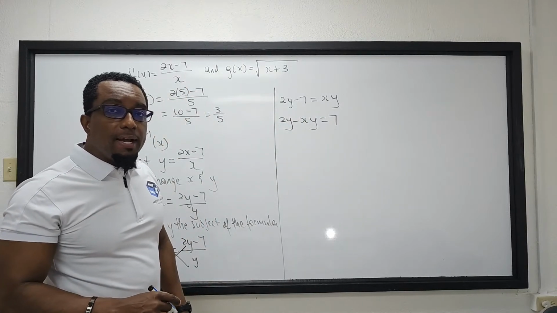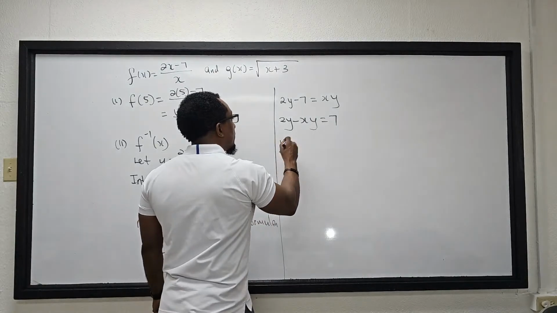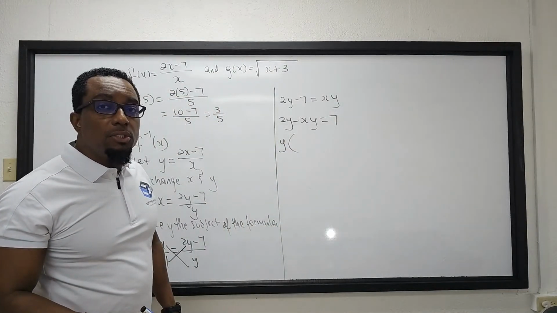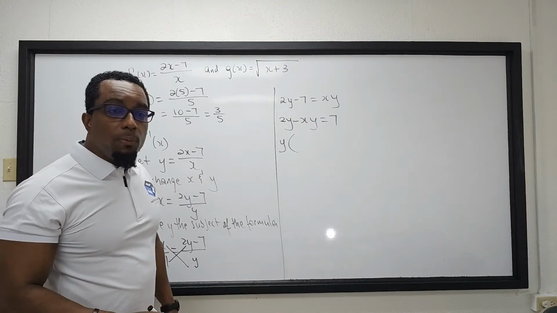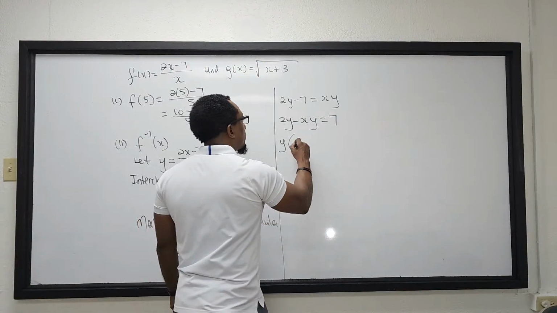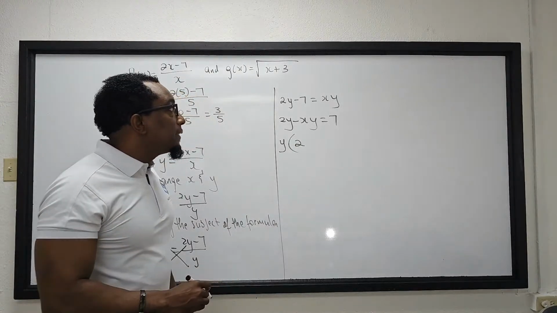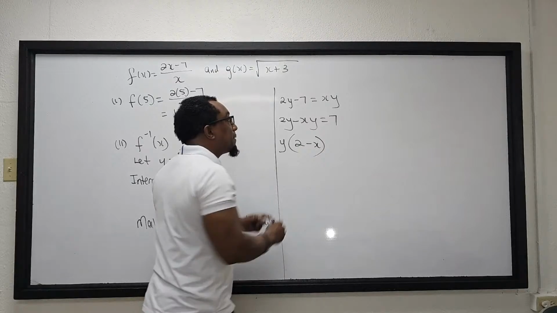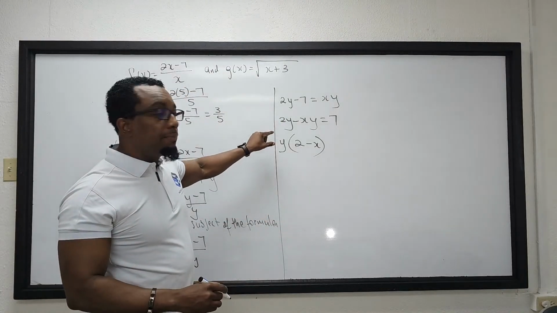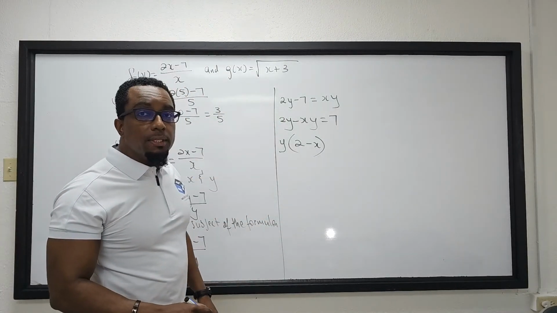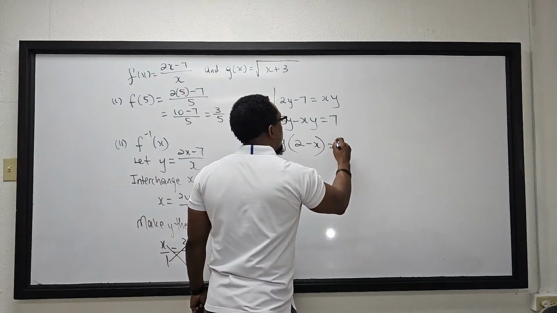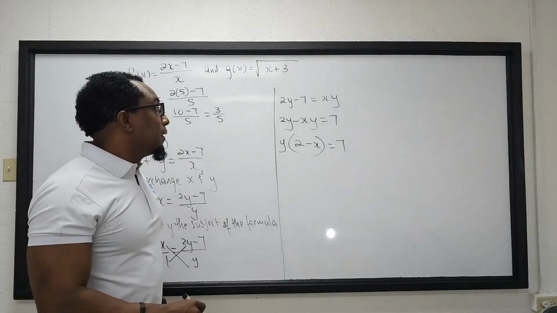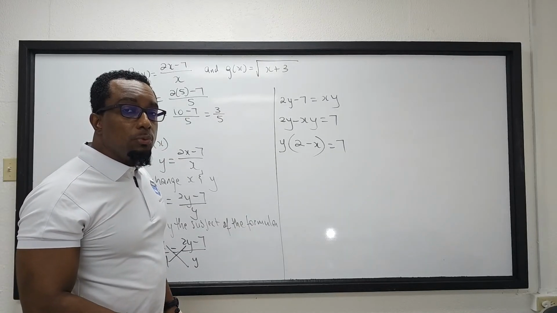And I will factorize by taking the y out as a common factor, and I'm going to divide y into each term. So y into 2y will give me 2. And y into negative xy will give me negative x. So this is me factorizing. Put y as a common factor, divide into each term, and that is equal to 7. And therefore, to make y the subject now, I am going to remove that 2 subtract x.